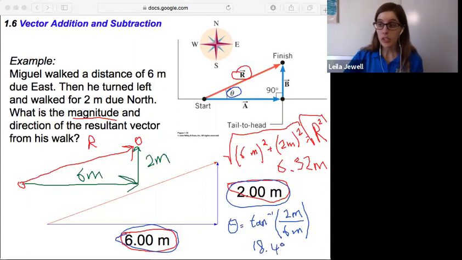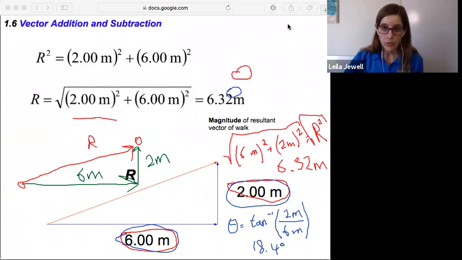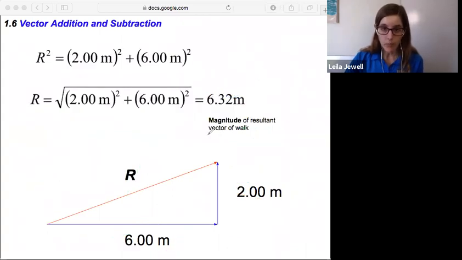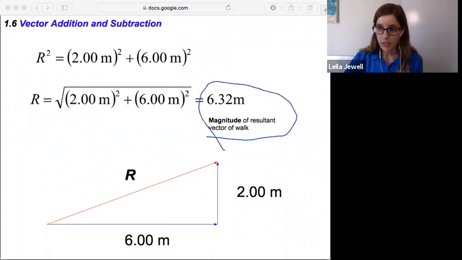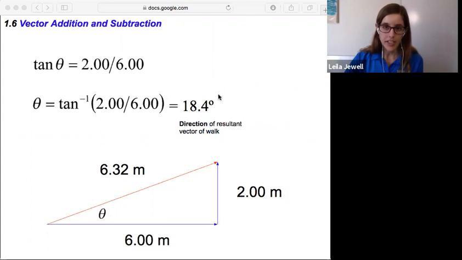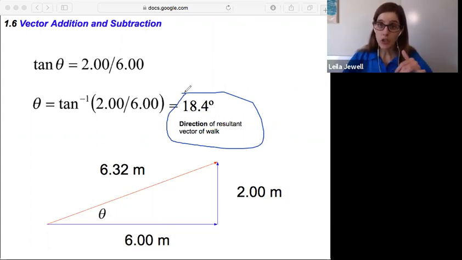So double check that you get this result. Make sure that that all makes sense to you. Here they show the work. This is the magnitude of the resultant vector walk, right? Similarly, we can go on to get the direction of the resultant vector walk. So that's how we solve for both the magnitude and the direction. The magnitude alone isn't meaningful unless you have the context that's the magnitude of this resultant vector of the walk.